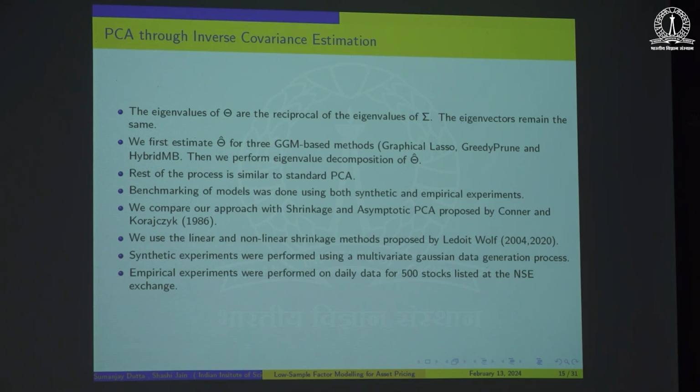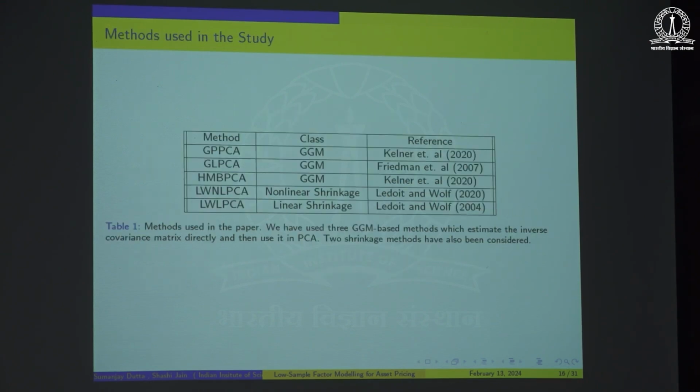So PCA goes like this: the first principal component would be associated with the highest eigenvalue. Instead of doing that, we can take its reverse, the lowest eigenvalue. That is how it would work. The rest of the process is very similar to standard PCA. Benchmarking of models was done using both synthetic and empirical experiments. We're going directly to the experiment designs.